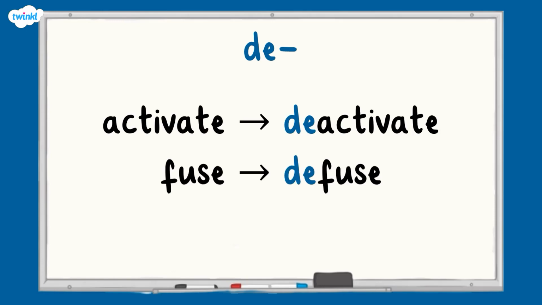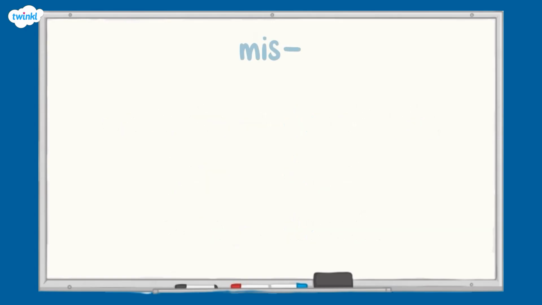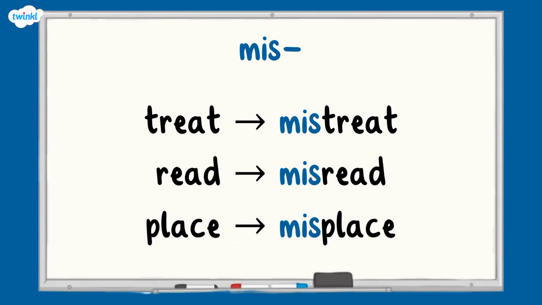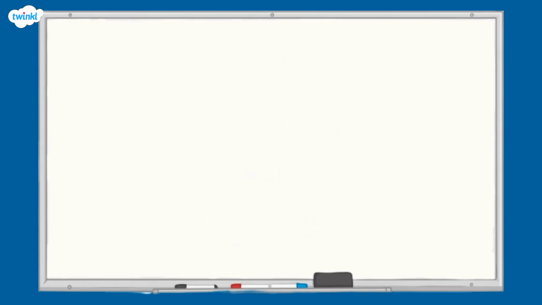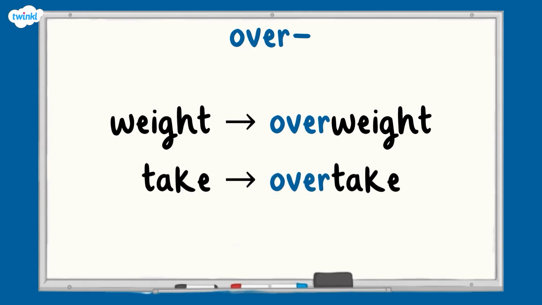De. The prefix de means to take away or reduce. Deactivate, defuse, decode. Mis. The prefix mis means wrong or false. Mistreat, misread, misplace. Over. The prefix over means too much, like in overweight, overtake, oversleep.